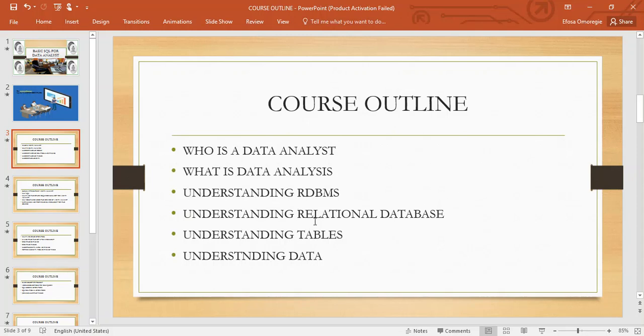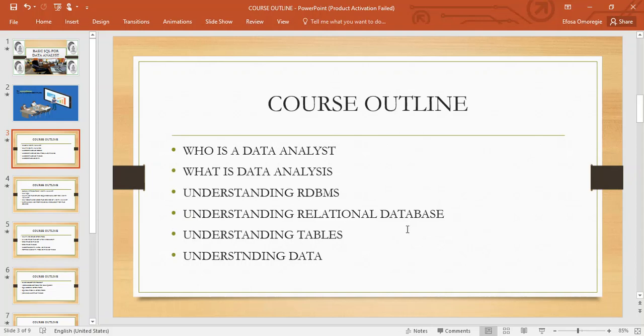I've been saying as a data analyst, you want to gather data, you want to acquire data from data sources, which could be a relational database as a data source. So, what exactly is that relational database that we are talking about? What are relational tables?